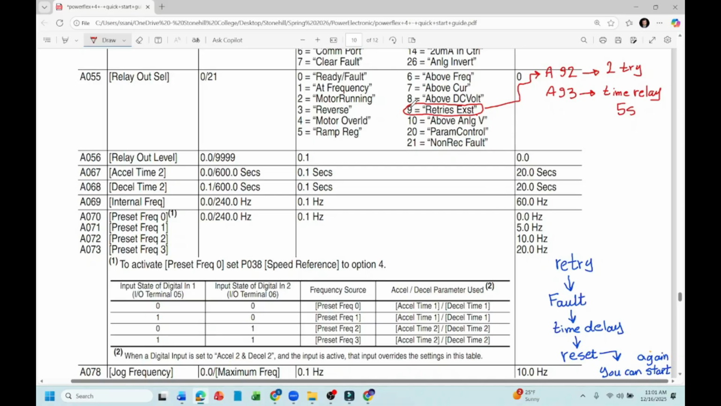In conjunction with this retries 9, you should use 2 other parameters. In A92 you say how many tries you should have whenever you face the fault. We are putting 2 for this example. It means after you face the fault, you try 1 time. If you get the error again, you try a second time. So that means you try 2 times, any number that you give in A92.